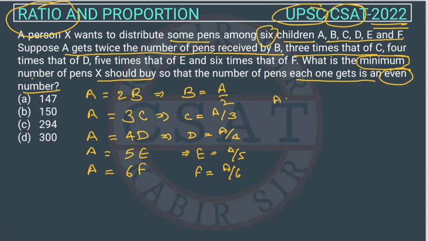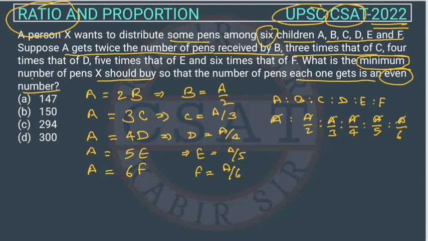Now what is the ratio of A, B, C, D, E and F? So A is A, right? B is equal to A by 2, C is A by 3, D is A by 4, E is A by 5 and F is A by 6, right? So from here we can cut the A, right? And we will take the LCM, right? I am removing the fraction. So the LCM of these numbers will be 60.